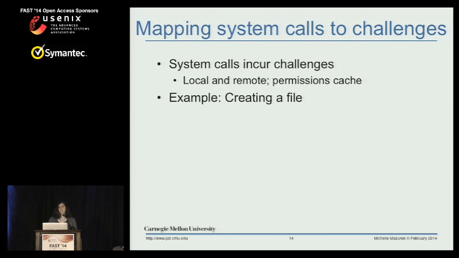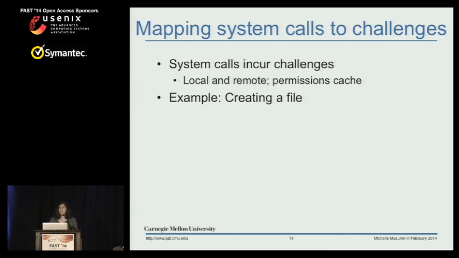So one of the interesting design points that we had to make for this system was how to correctly map system calls to challenges. System calls don't necessarily map exactly to the higher level user operations that people are thinking of when they set up their policy. And so we have to think about which system calls should incur what kind of challenges to guard what kind of resources. In particular, we have to think about the difference between local and remote calls.